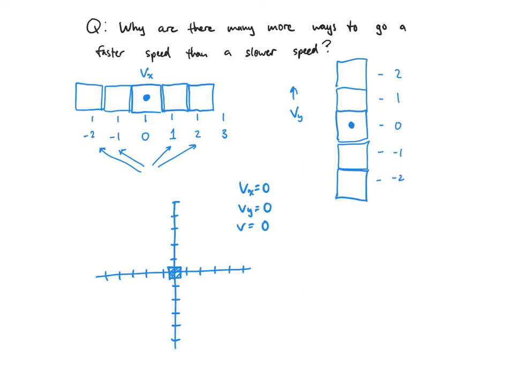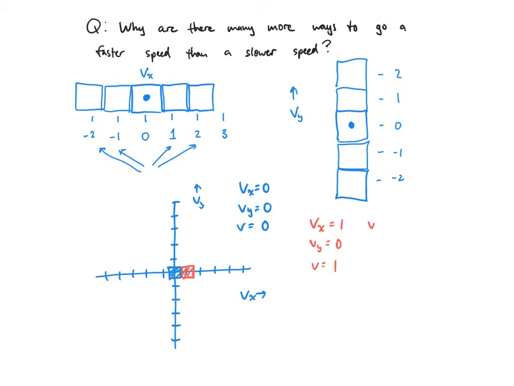All right, now let's consider the next situation. If Vx equaled 1, Vy equals 0, then that means the speed is going to equal 1. So which box is that? That would be this one right here. Because I didn't label these axes, but this is Vx going this way, and this is Vy going up this way.